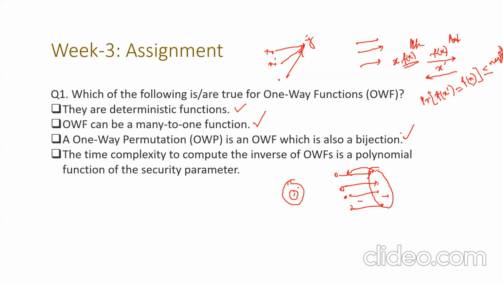And the fourth statement says the time complexity to compute the inverse of OWFs is a polynomial function of the security parameter. So this is a very clear true or false statement. Anyone to answer in the chat? Is this true or false? That computing the inverse of OWF is a polynomial function of the security parameter? True or false?